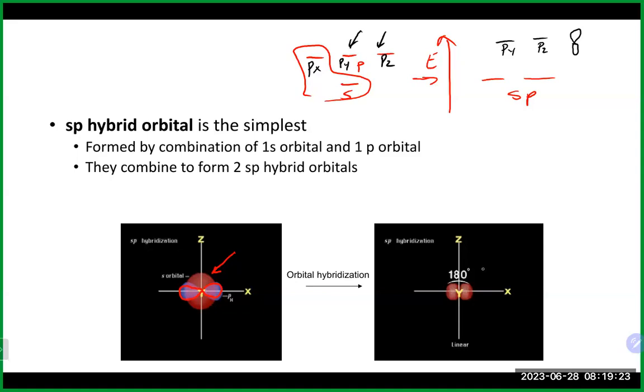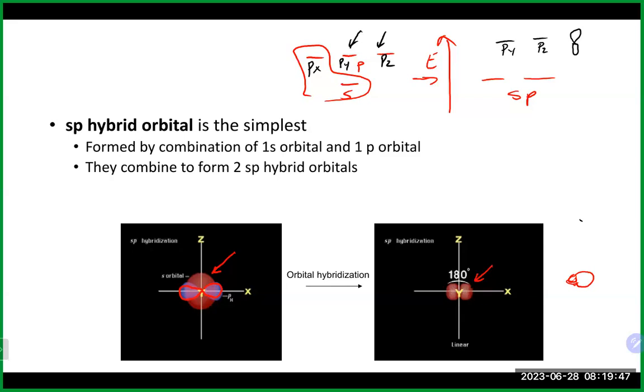A little hard to see here, but when they do come together, they create this hybrid orbital that looks a little bit like this. And they have the same shape that occurs.